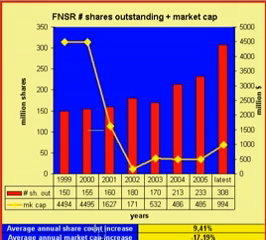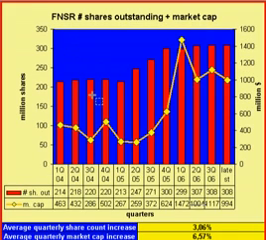Average annual share count increase 9%. Average annual market cap increase, it's been down 17% on average since its IPO. Here we have the same information, but on a quarterly basis. We can see there was a very heavy dilution in 2005, but not so much in 2006. The share count has been stable lately.